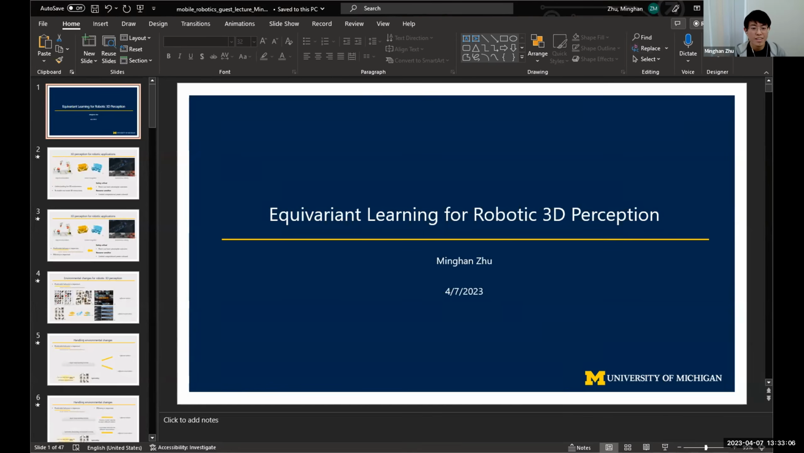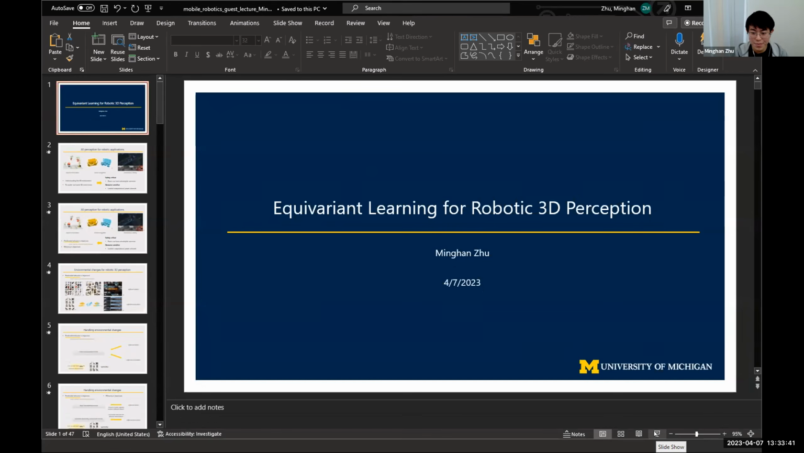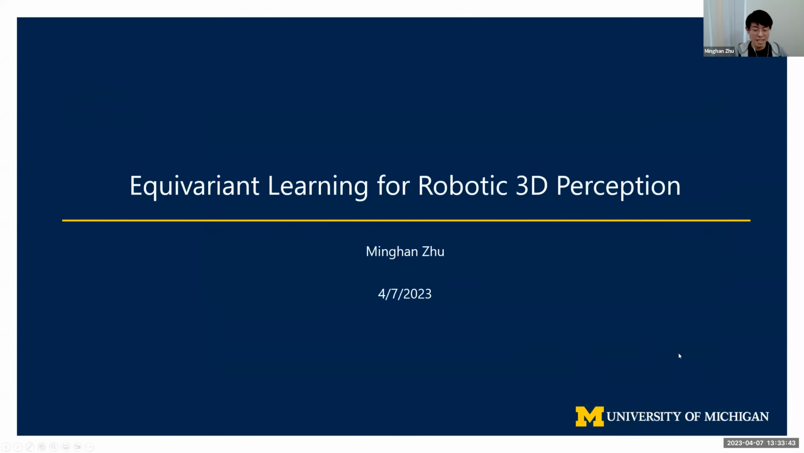Okay, so hello everyone. I'm Minghan Zhu, and I've been in Michigan for quite a few years. Actually, when Mane was giving his first iteration of the mobile robotics class, I was one of his students. So it's a great pleasure to come back to this class and give you a guest lecture on this. It's a great honor for me. So I'll get started. Can you see the slides in presentation mode? Okay, cool.